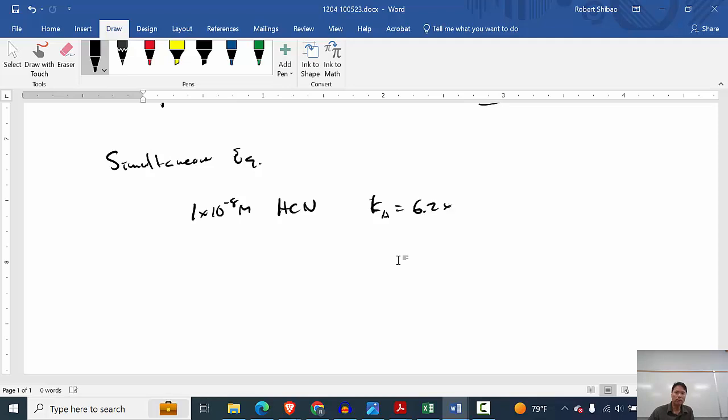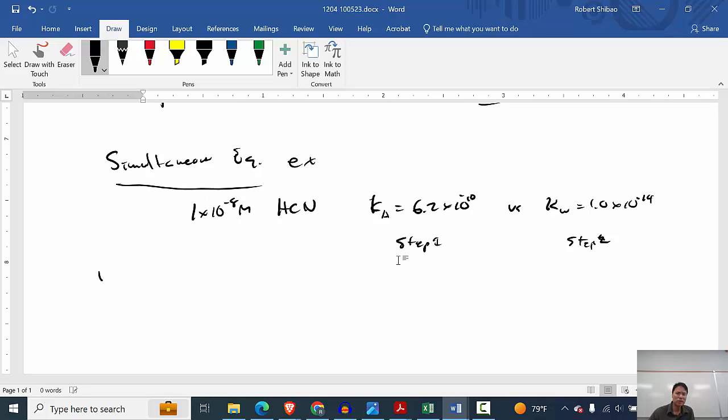Water. Versus Kw, which is 1.0 times 10 to the minus 14. So this is how we're going to dictate it. We're going to do step one with the larger K, and then we'll do step two. I don't want to do simultaneous. I try to avoid it.